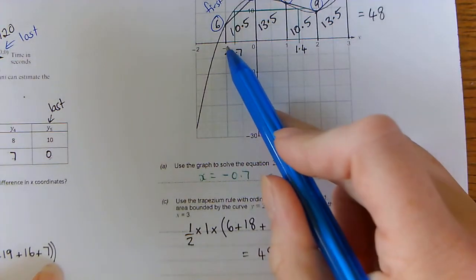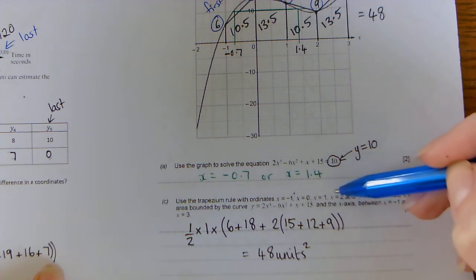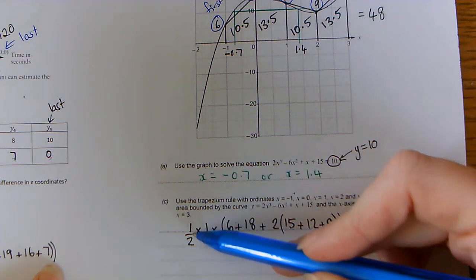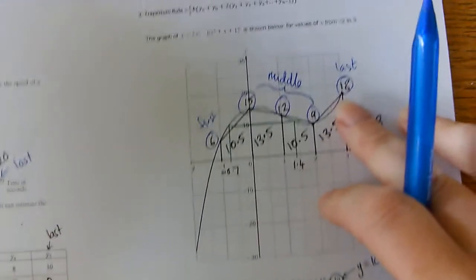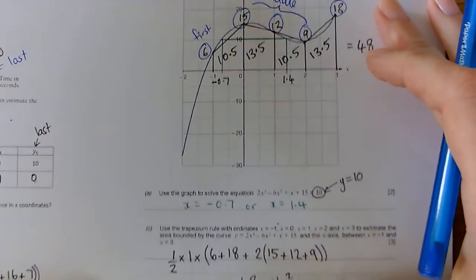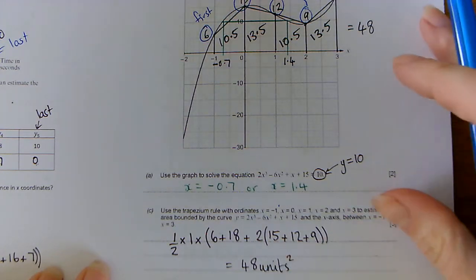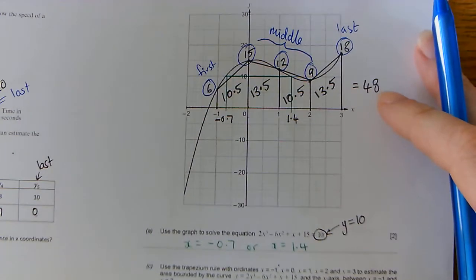The height in this case, so the width between each of my ordinates, is 1, and then the formula also has a half in there, so it's a half times that height. So I got my answer there to be 48 units. If you've done it using the other method, these are the values that you should get.